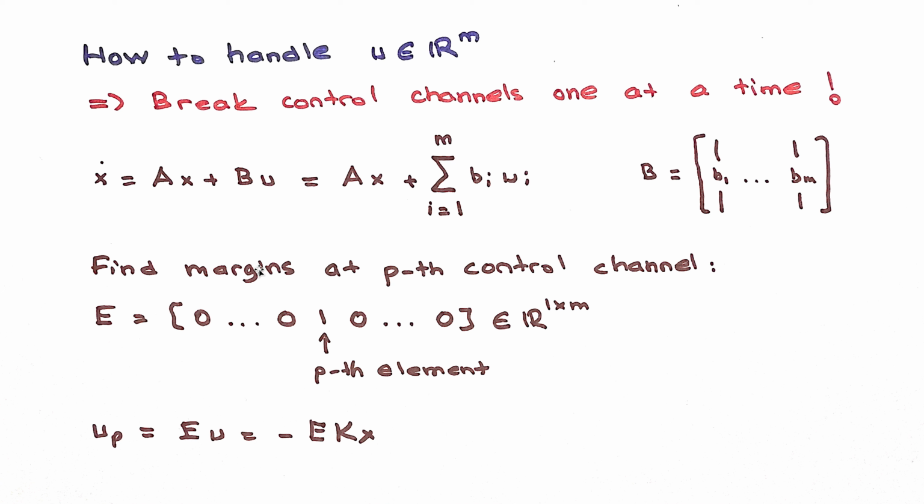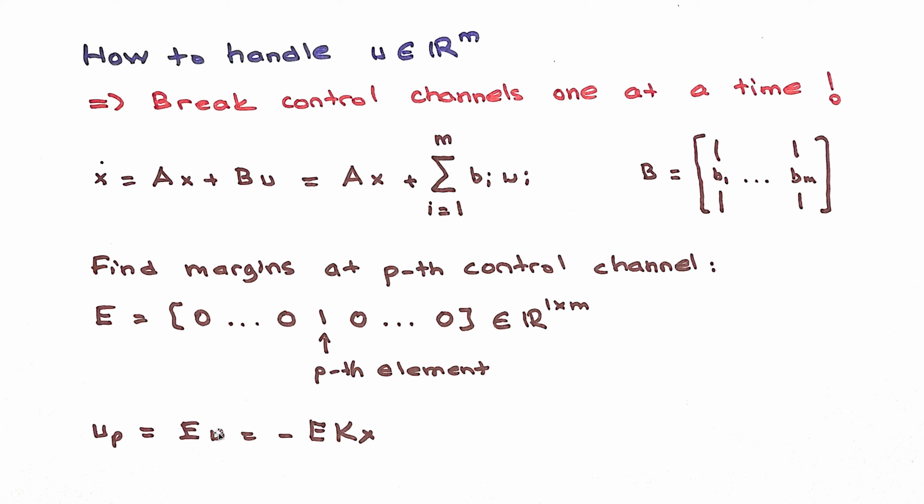So to find margins, for example, at the PEAT control input, I am looking at the PEAT control channel, out of channels 1 to n. So I am defining this vector E: 0, all the way up to 0, 1, 0, 0. This is 1 by m. The 1 is for the PEAT element, and the rest of this vector is 0. So basically, UP is the PEAT control channel. You can find UP by multiplying U by this E matrix.